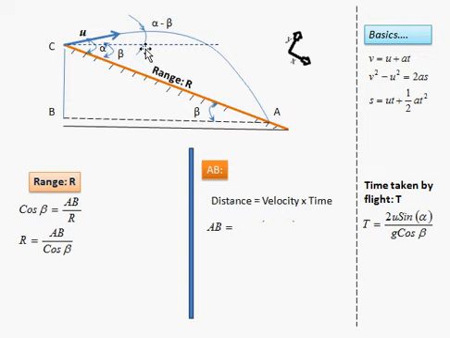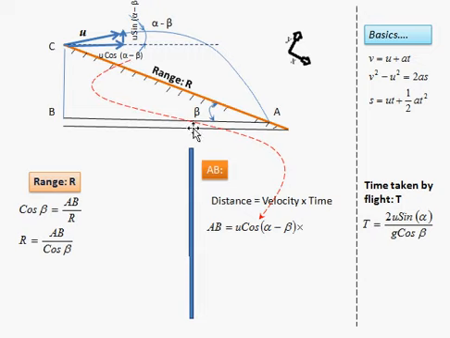So alpha minus beta. As the next step, we are going to resolve u with respect to this angle alpha minus beta, into horizontal component and vertical component. The horizontal component is u cos(alpha minus beta), since this is the adjacent side to the angle alpha minus beta, and we will have u sin(alpha minus beta), which is the opposite side. I am utilizing u cos(alpha minus beta) here since the distance AB is with respect to horizontal, so I am using the horizontal component and not the sin(alpha minus beta).